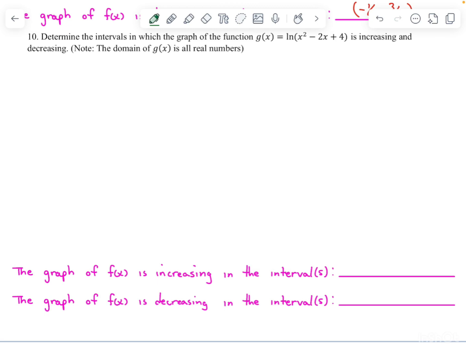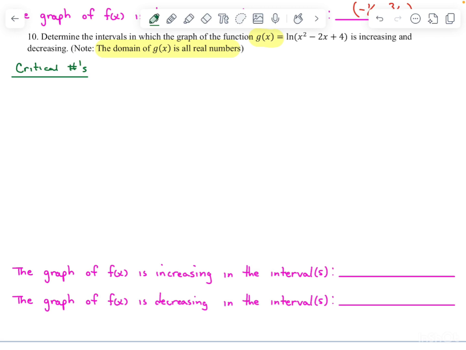Let's begin. In example 10, we want to determine the intervals in which the graph of the function g of x is increasing and decreasing. I want to make a note that the domain of g of x is all real numbers. Now that we have the domain of g of x, we can go ahead and find the critical numbers.